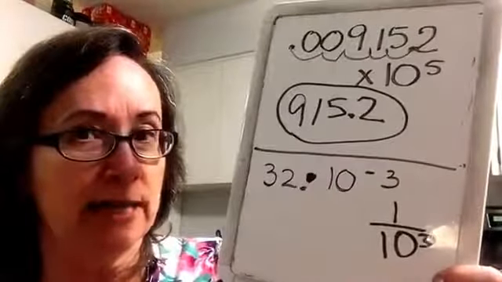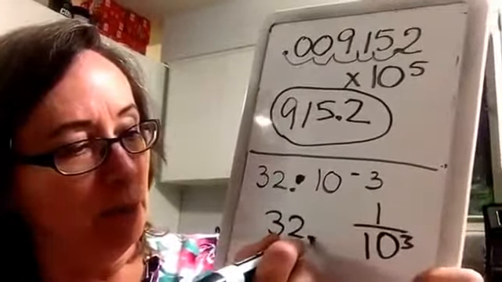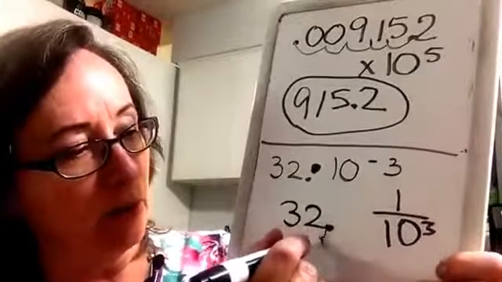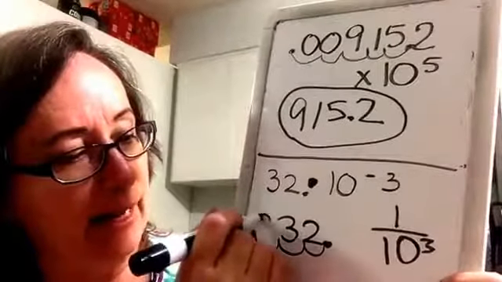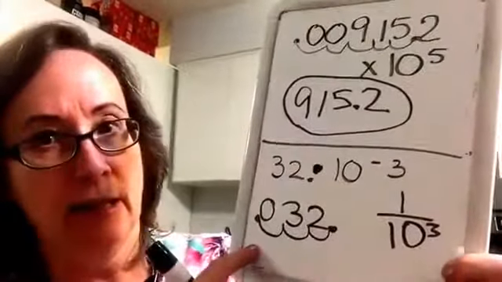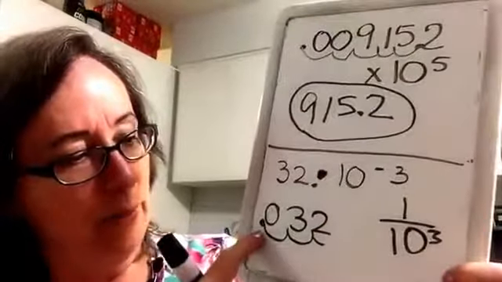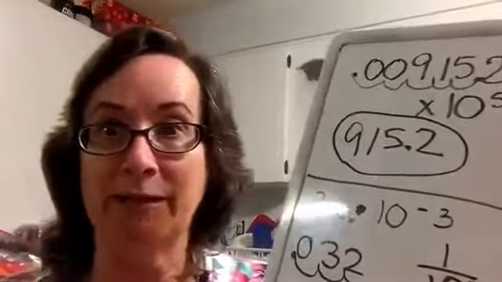Our understood decimal is always at the end of the number. So 3, 2, point, we'll write it right there. And then we're moving it 3 to the left. So 1, 2, 3. It's going to go here, and I'm going to fill in. So our new number is, I'm going to take that one away, 0.032. All right, we'll be back with some more.